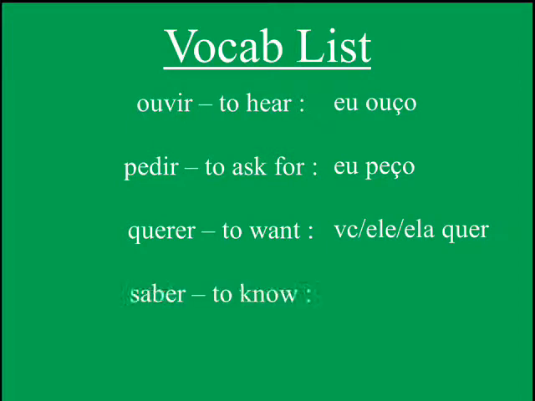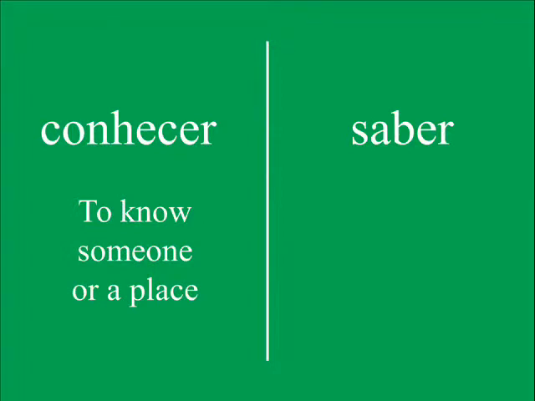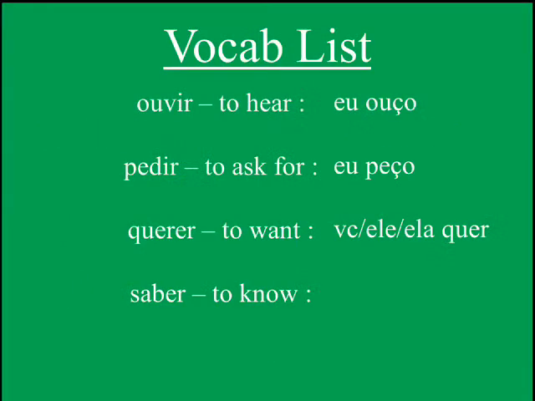The next one is saber, which means to know. Now we already have a verb that means to know, conhecer. Conhecer is to know somebody or to be acquainted with. Saber is to know something, like a fact. In the singular first, it is eu sei.